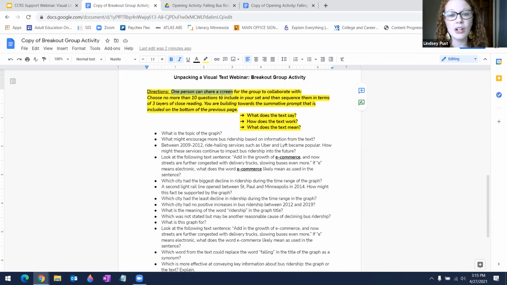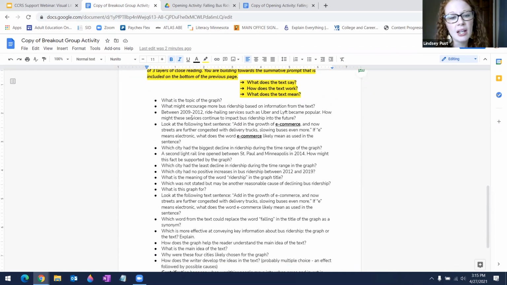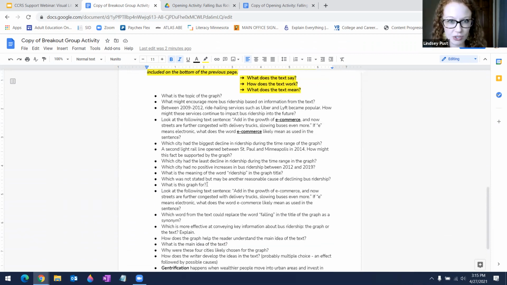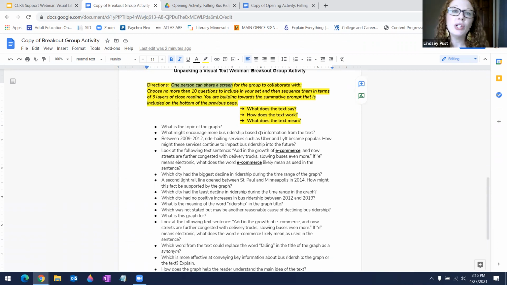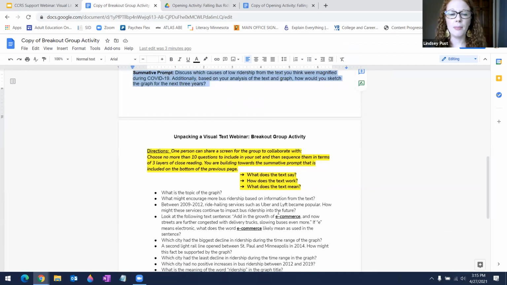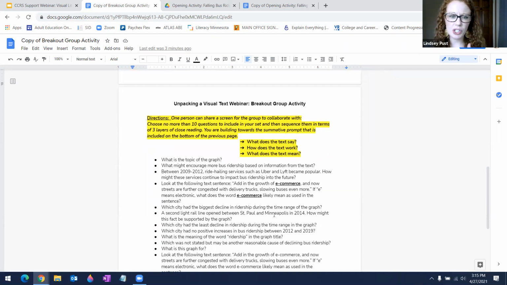Then your task is to choose no more than 10 questions, again not wanting to overwhelm students, to include in your set, and then put them in the order that you think best fits this layer 1, layer 2, layer 3, to guide students towards being able to discuss this question. That is what you're going to be doing in your groups. There's going to be about four people per group.